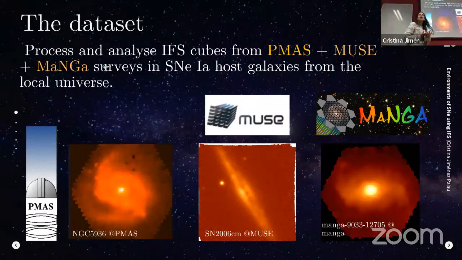So now that I explained the techniques, I will show you which data I'm using. Basically, I am using IFS cubes from 3 samples at the moment. I am using cubes from PMAS, an instrument hosted at the Calar Alto Observatory in Spain. Then I am using cubes from MUSE, and also cubes from MaNGA. These are one example of each of the galaxies that I am actually using for my work. So you should expect something like this.